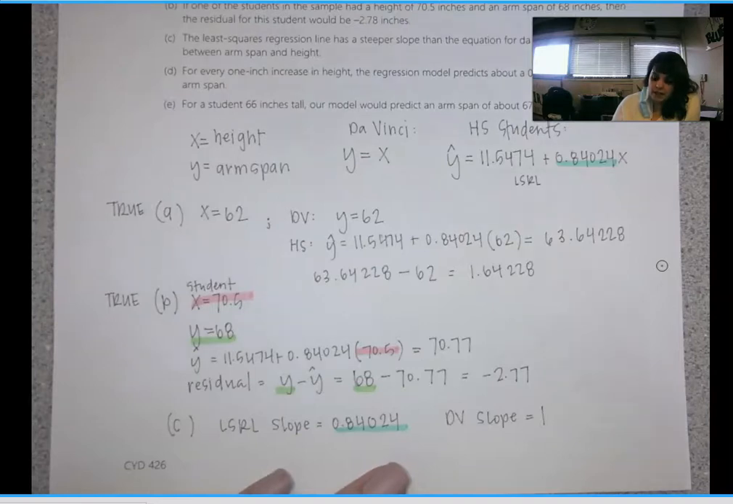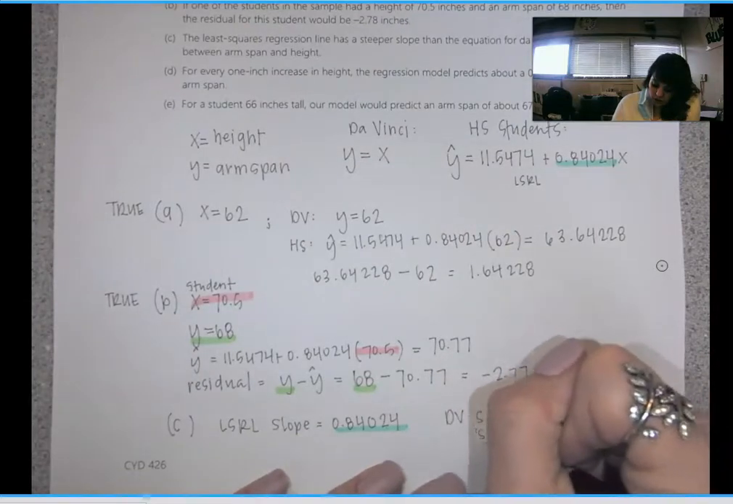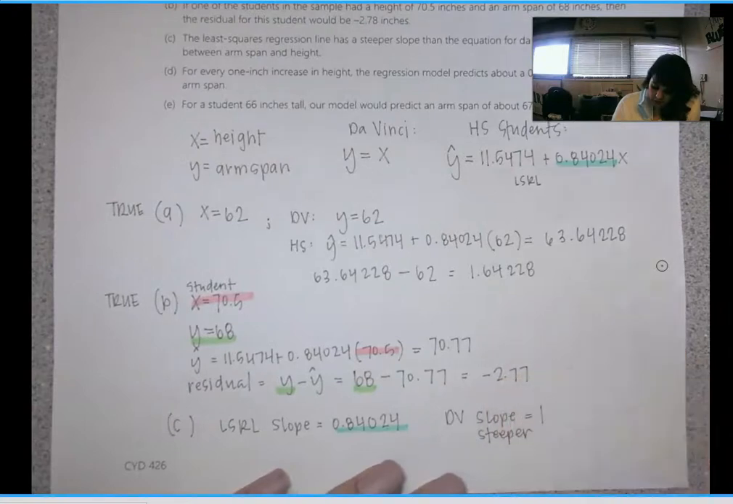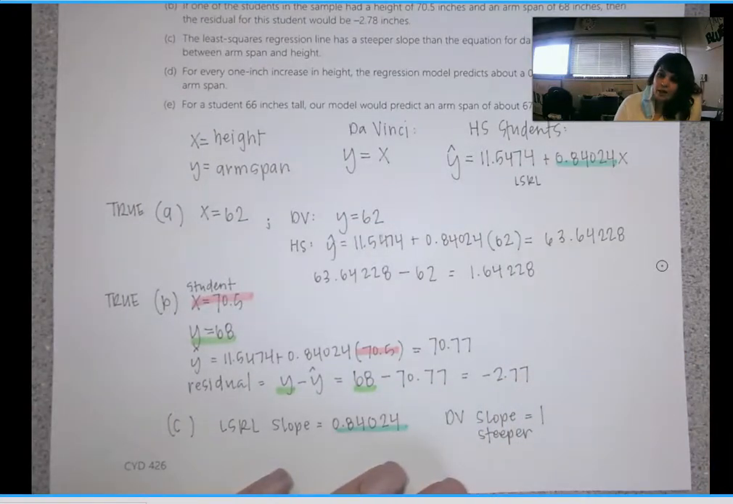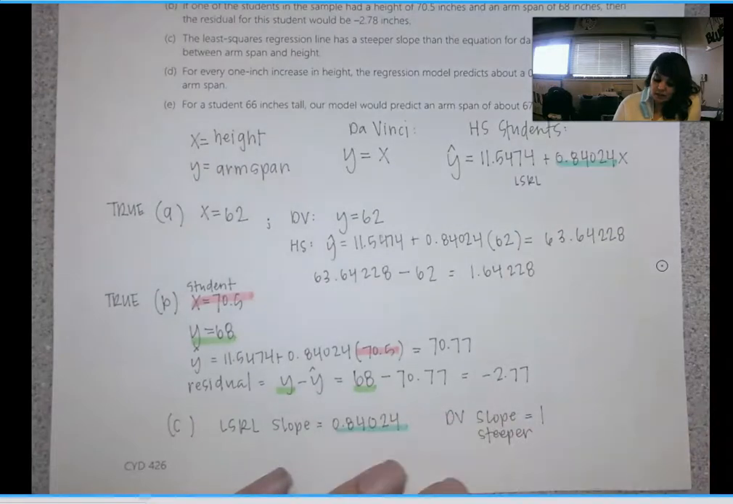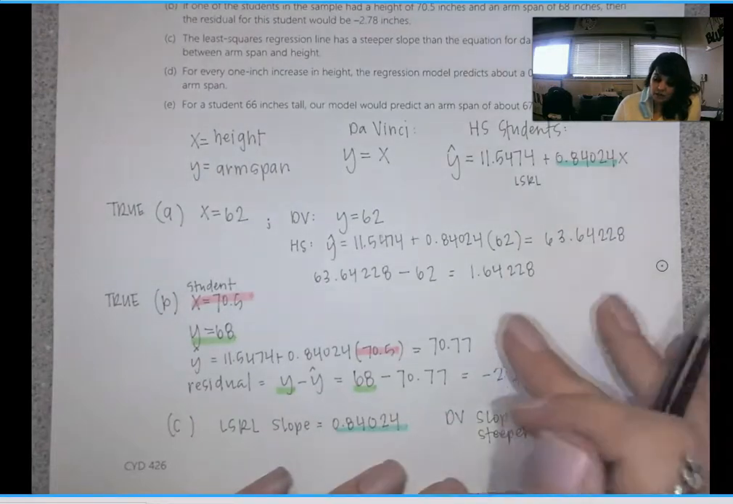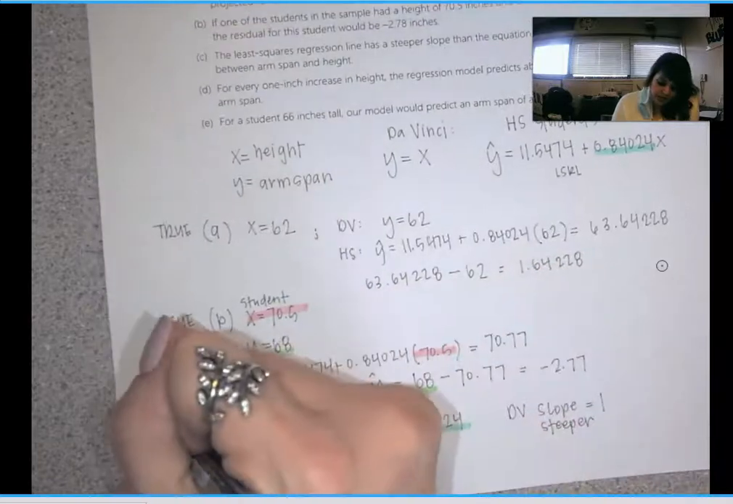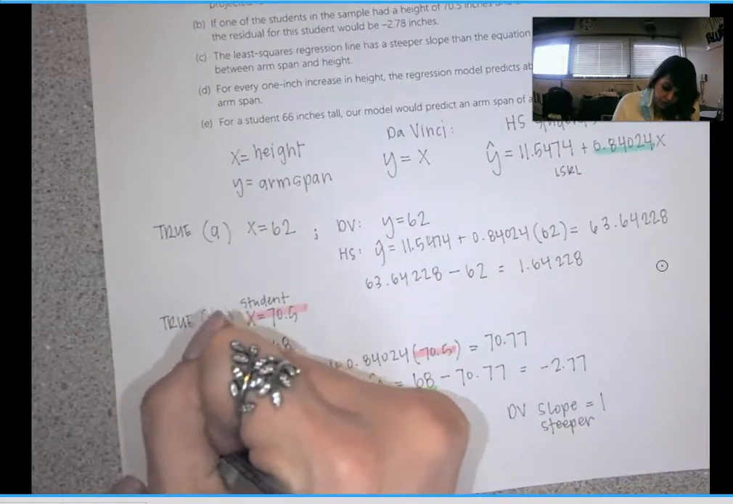Which one is steeper? Da Vinci's. 1 is bigger than 0.84. $1 is more than 84 cents. So Da Vinci's slope is steeper than the LSRL. So C is false.